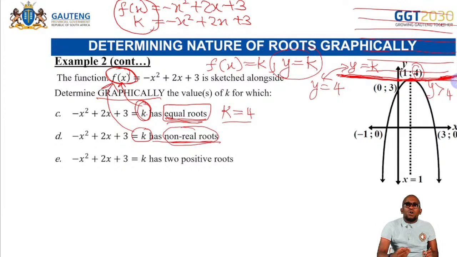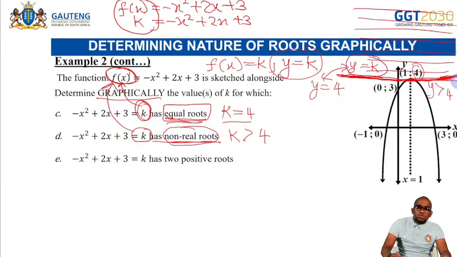But we know that the y value is equal to k, so we are going to say where k is greater than 4. So any y value above the turning point will not give me any solution. Now the third one, they are saying it has 2 positive roots.